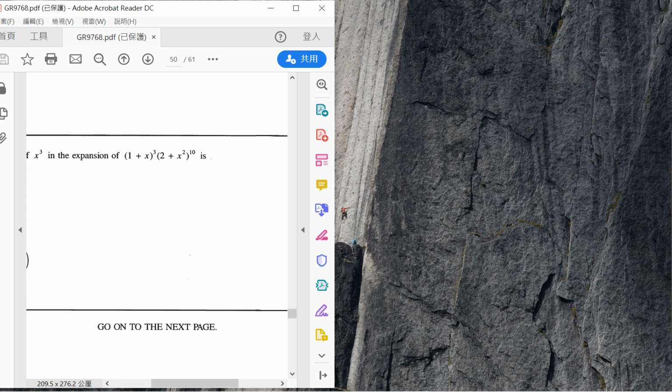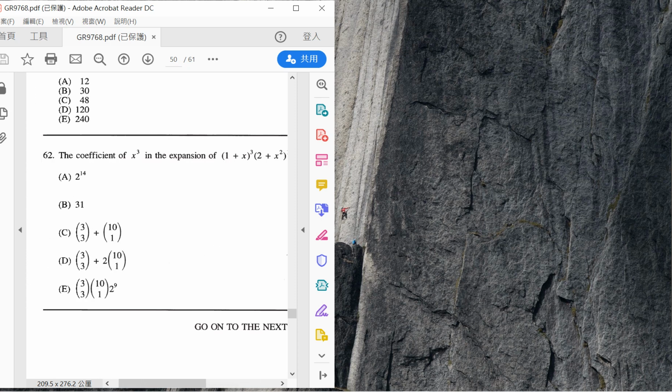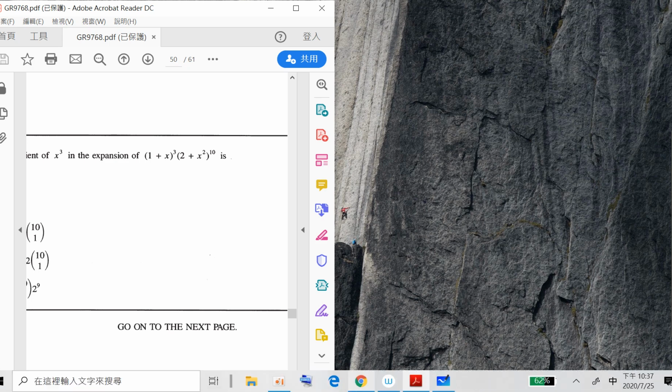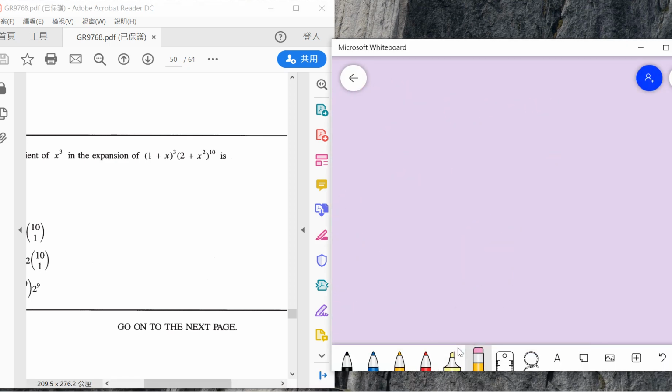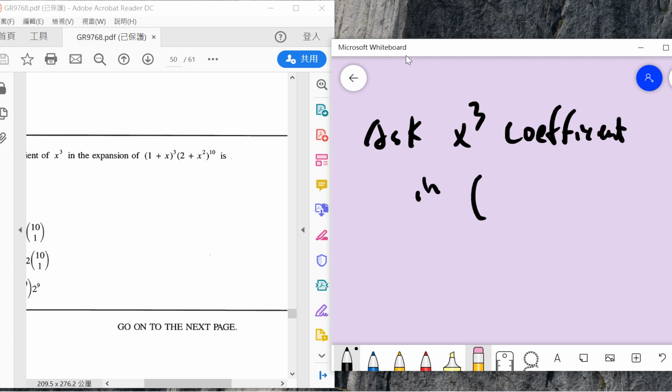The coefficient at x^3 in the expansion of this is what? So number 62. So we ask for the x^3 coefficient in (1 plus x^3)(2 plus x)^10.